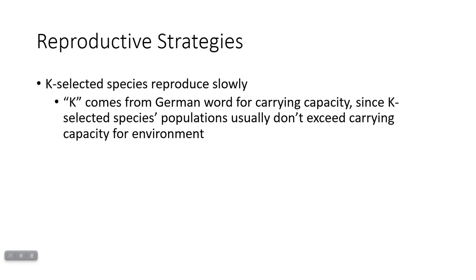And don't worry, we've got an upcoming lesson that will talk about carrying capacity if you don't remember what that is. R selected species, on the other hand, tend to reproduce rapidly, and that's how I remember the difference between them. The R in R selected, I think of as standing for rapid, and that's rapid growth. So let's talk about each of these.